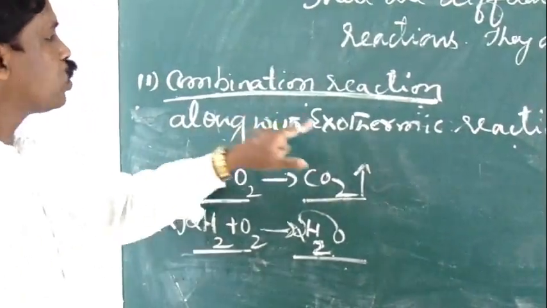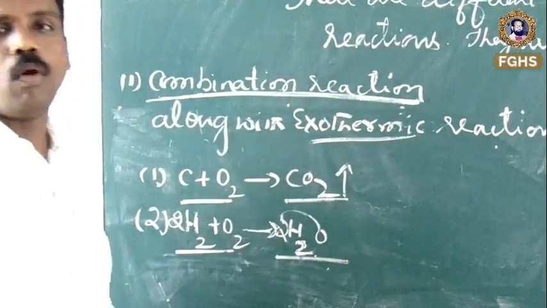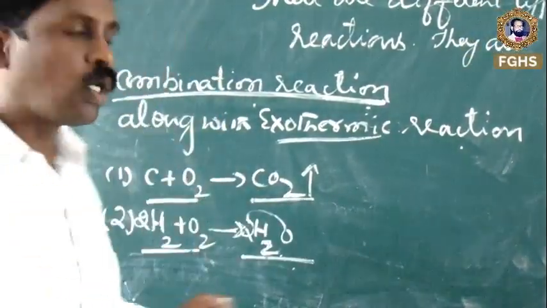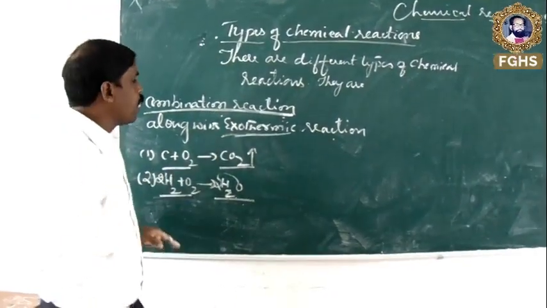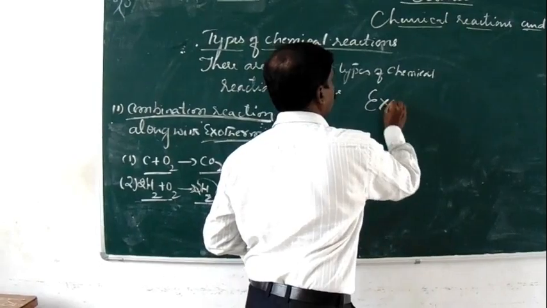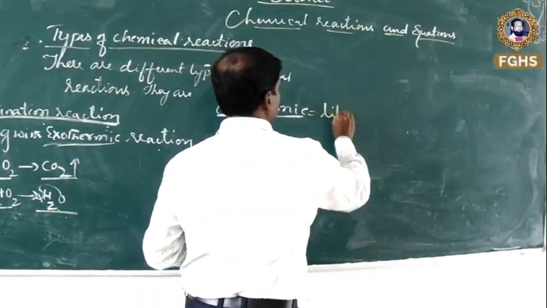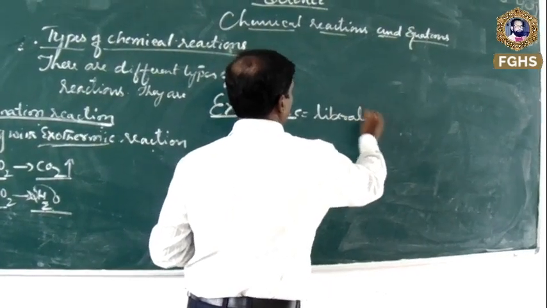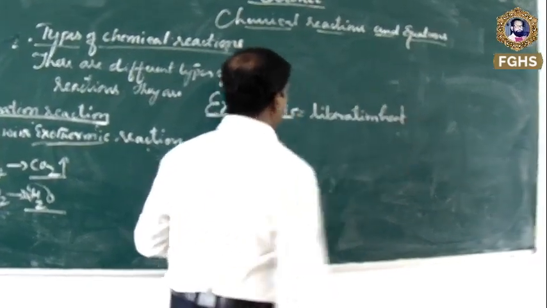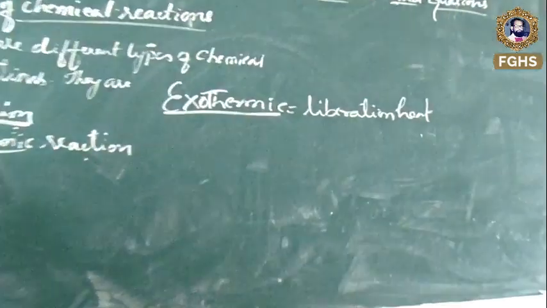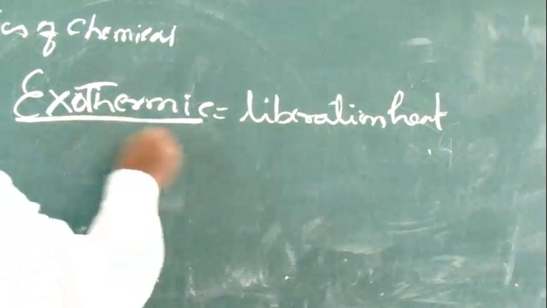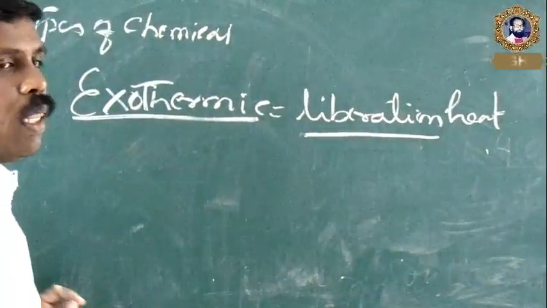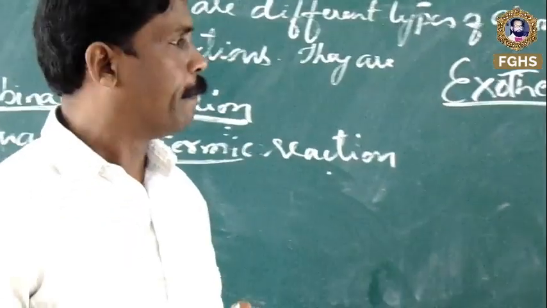Then what about exothermic reaction? What do you mean by exothermic? You need to understand this term first. Exothermic explains the liberation of heat. So an exothermic reaction means that during a chemical reaction, heat is liberated.